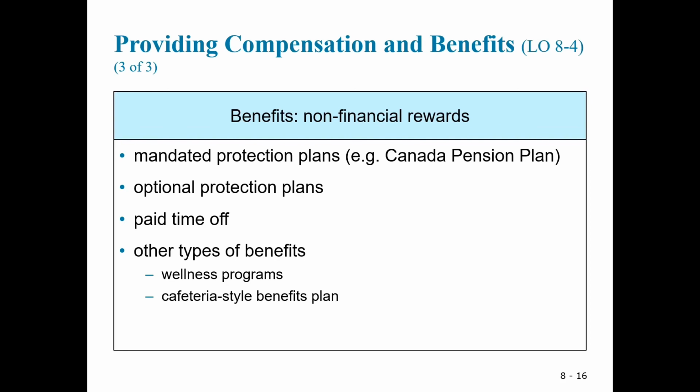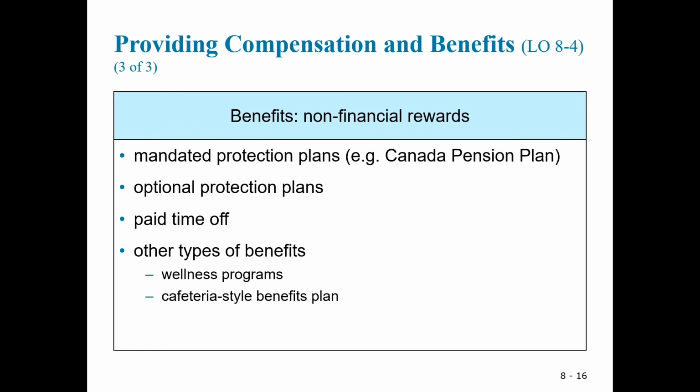Benefits. Besides financial compensation, most organizations provide employees with an array of benefits. Some of these are mandated by law and others are optional for the organization. Mandated protection plans. These include employment insurance, which provides subsistence for workers who are unemployed, the Canada Pension Plan, which provides income to retired workers, and workers' compensation, which covers individuals who suffer a job-related injury.